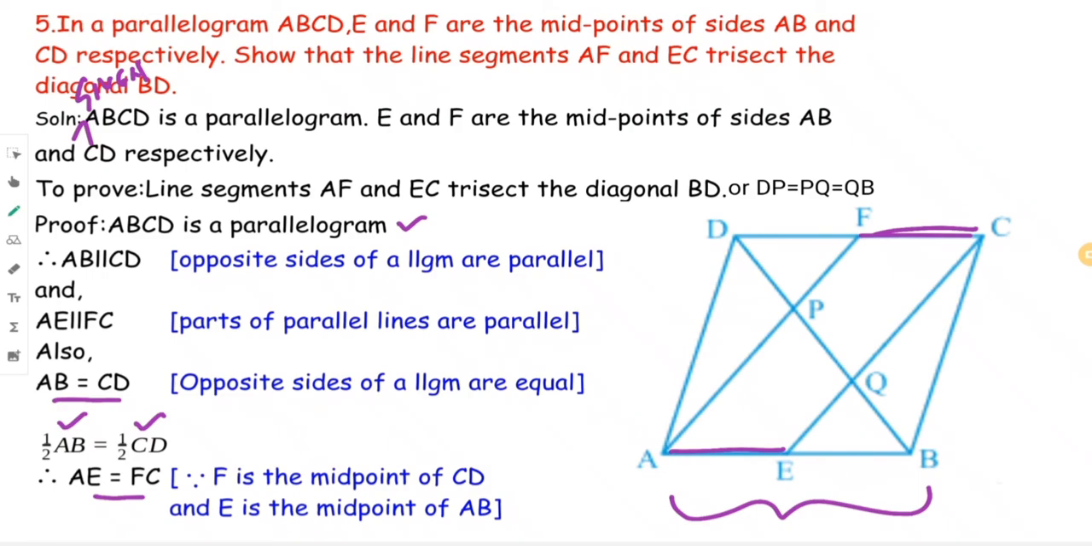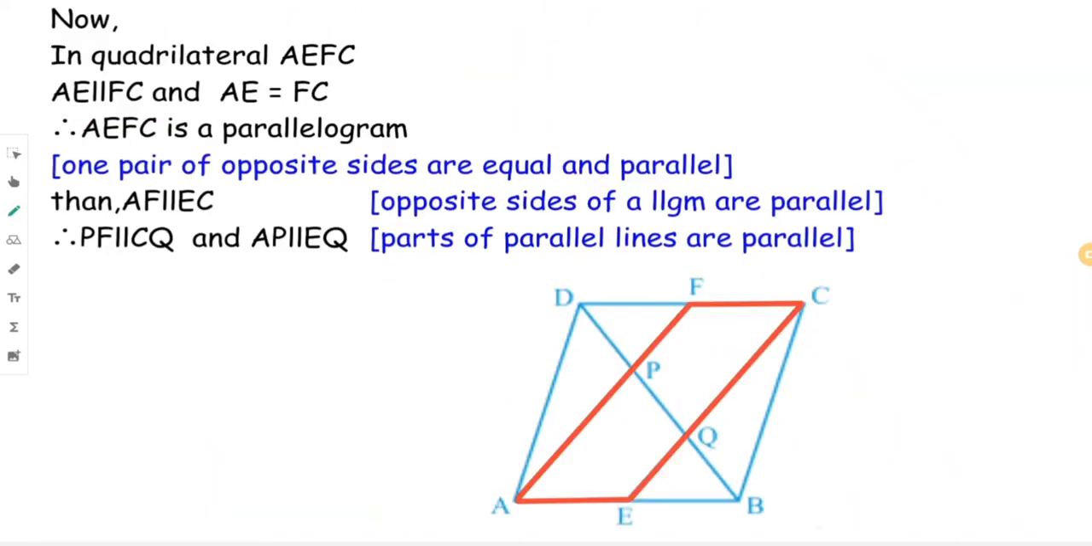Now when you look here, can you see that we have already proved that AECF is a parallelogram? Why? Because we have proved that AE is parallel to FC, and also AE equals FC. So now we can say that AECF is a parallelogram. Why? One pair of opposite sides are equal and parallel. Now because this is a parallelogram, can I also say that the line AF is parallel to the line EC? We can say. Also remember that they will be equal too.